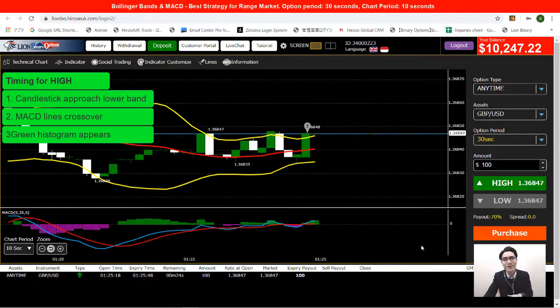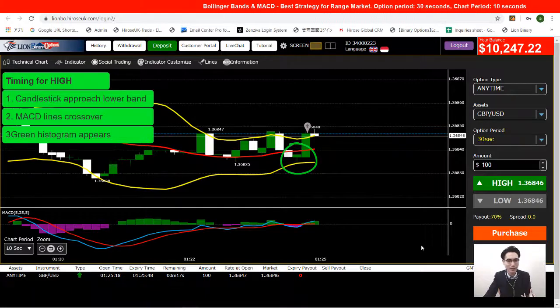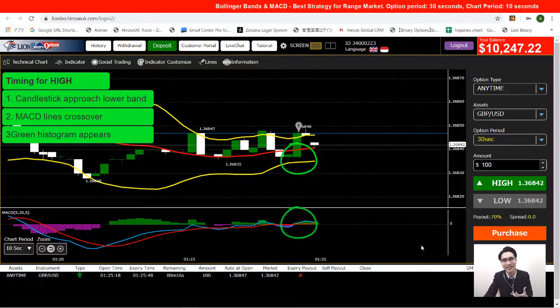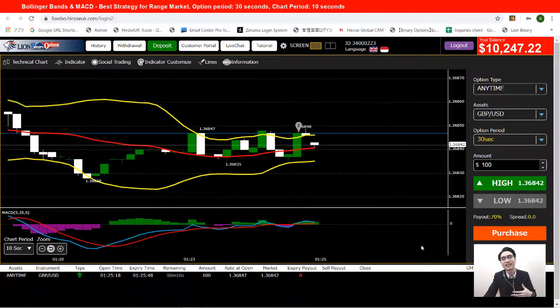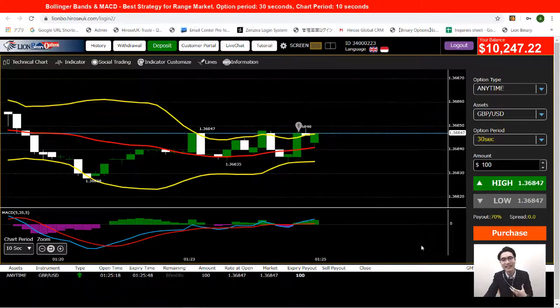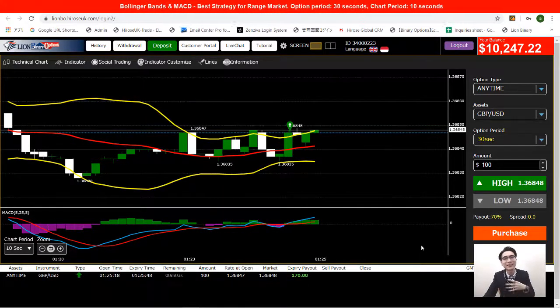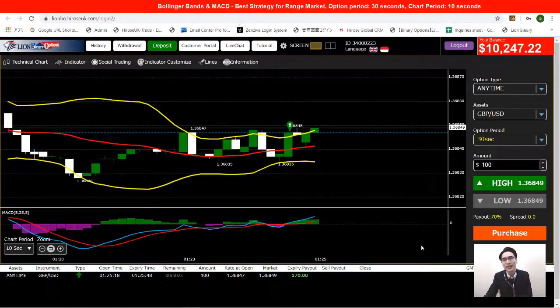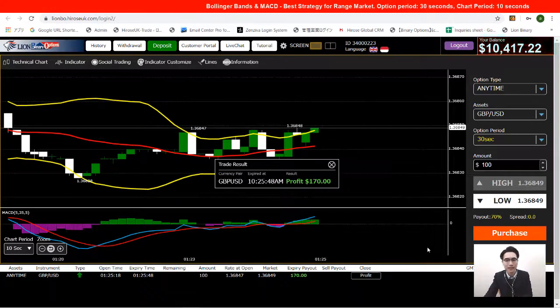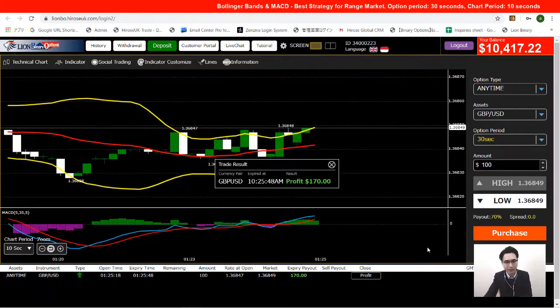You might wonder why I placed a high here. If we take a look at the previous candlestick, it approached the lower band and then the MACD crossed over and gave me a green histogram, and that's why I opened my trade there. But when I opened my trade, the candlestick had actually approached the upper band already. But it's okay, it's still looking good. So I end this trade in profit.